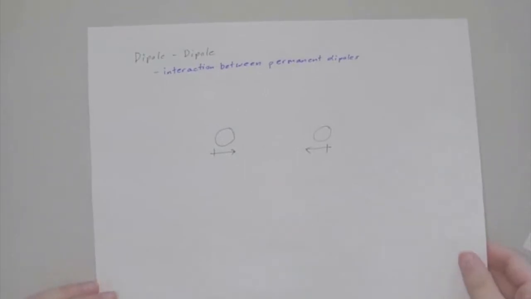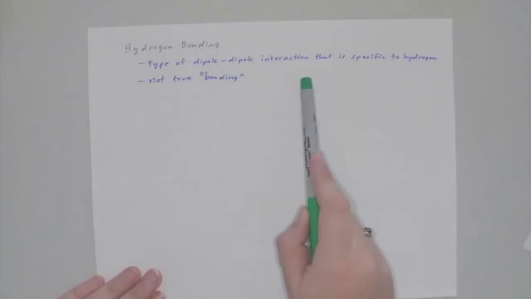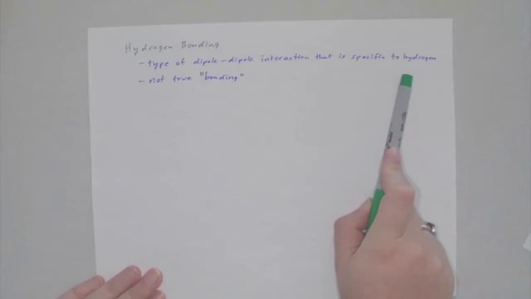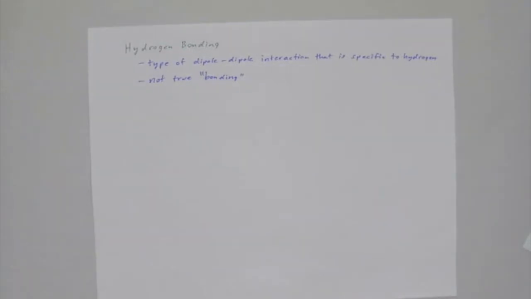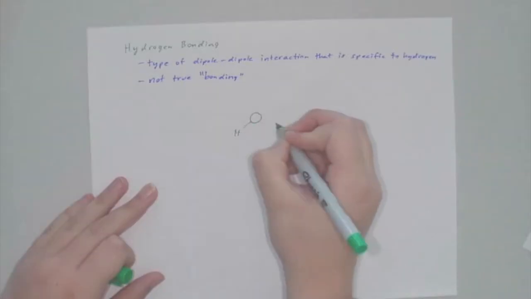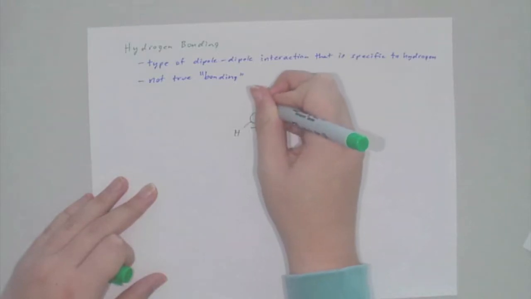Now, the final and strongest type of force we're going to look at is hydrogen bonding. This is actually a more specific type of dipole-dipole interaction, and it is specific to hydrogen. Now, don't let the name fool you. This is not a true type of bonding. And the best example that I can give for how this works is using water. We've got our lovely H2O here, and we know that it has a dipole that looks something like this.